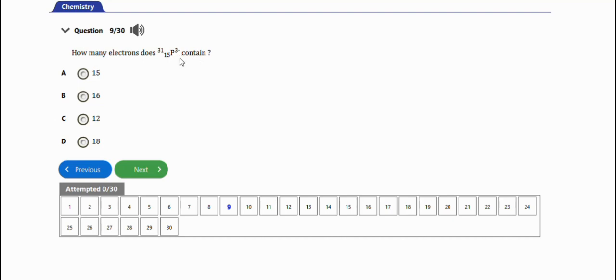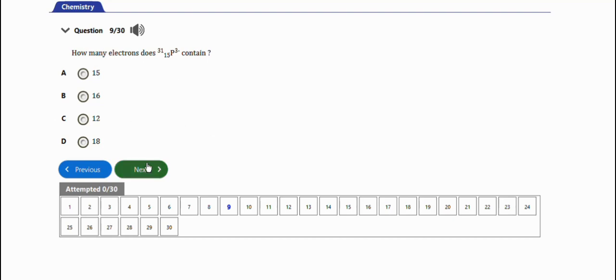So once it gains these 3 electrons, the number of electrons now will be 18. Alright, so this minus 3 power shows that it's gaining 3 electrons. So the right option is option D. 15 plus 3 will be 18.